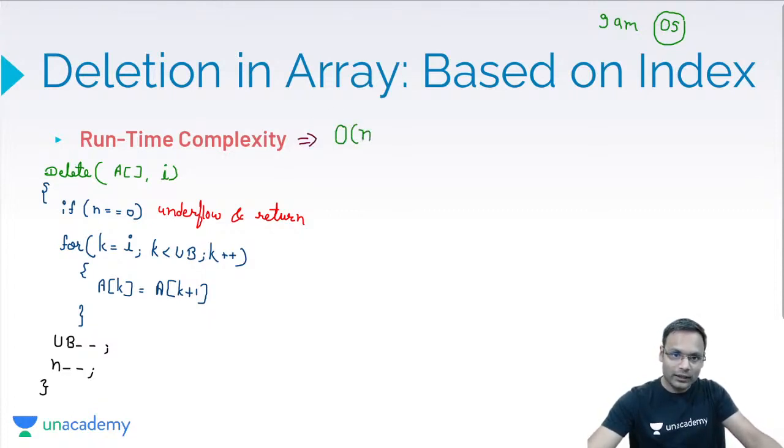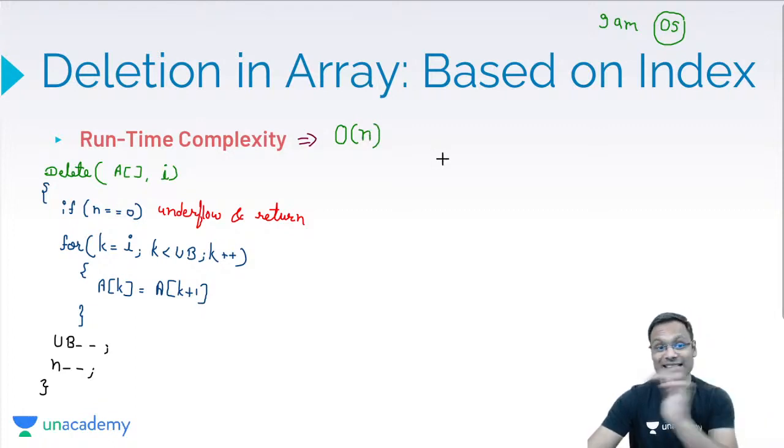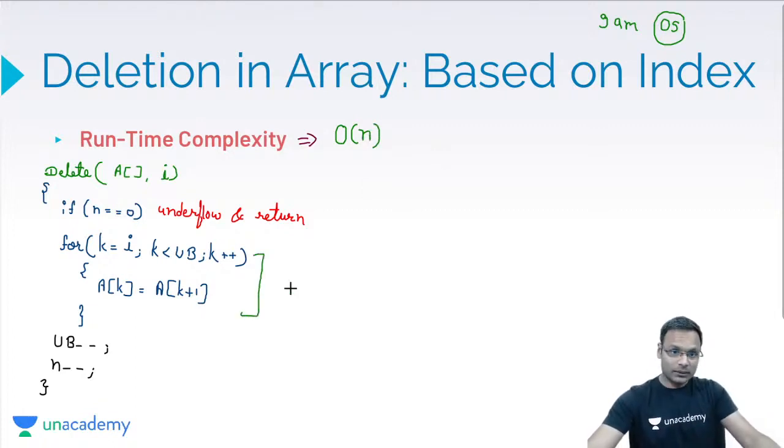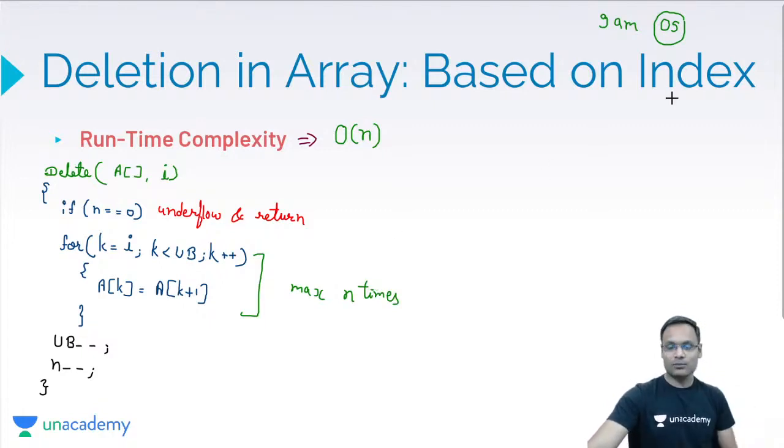Big O of n. Why Big O of n? Just because the loop runs maximum n times. Not always n times.